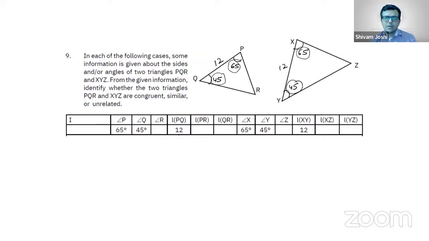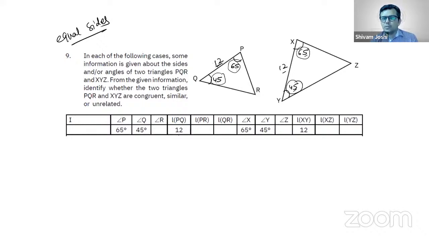So it is undoubtedly already a similarity, right? But can this be a congruence also? So you have to compare the respective sides. The side which is lying between the angles of 45 and 65 is 12 here, and the same side which is lying between 45 and 65 is 12 here, right? So sides have a 1:1 ratio, which means the sides are equal. And therefore, if you have a 1:1 ratio, it's called a congruence, right?